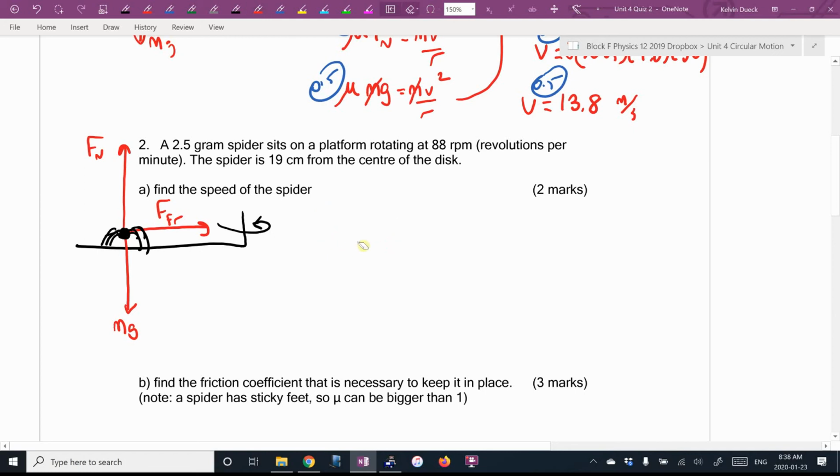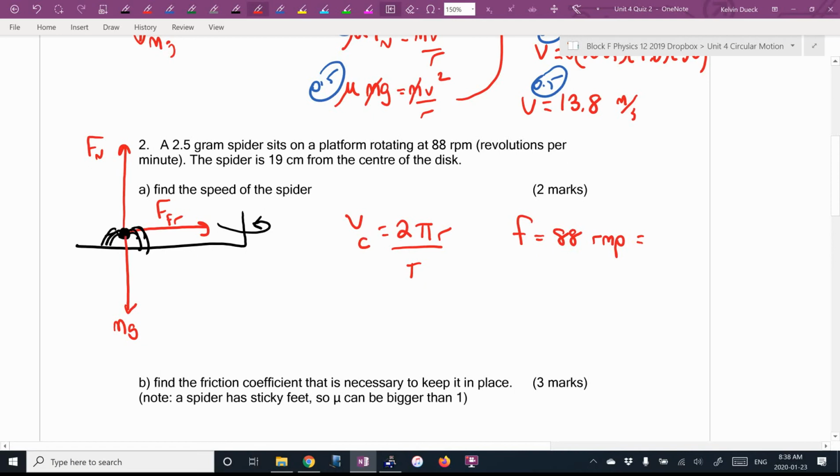Oh, wait a minute. It wants me to find the speed of the spider. I'm already doing my free body diagram to find the friction coefficient, but it wants me to find the speed. Well, the speed is going to be 2 pi r over the period. I don't know the period. I know the frequency, but not in hertz. I know it in revolutions per minute. So the frequency is 88 RPM. I need to convert that to hertz.